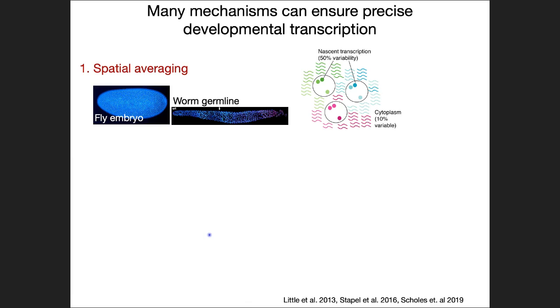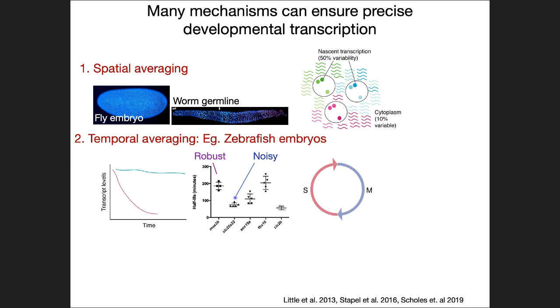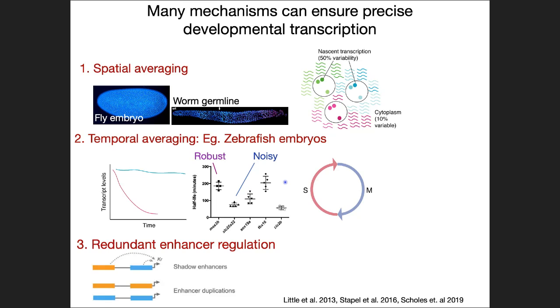Right, and this precision can come from a lot of different mechanisms. In the fly embryo, in the blastoderm, and other tissues like the C. elegans germline, which is another example of this, we take advantage of spatial averaging in syncytial tissues, where individual noisy nuclei can share transcripts across the cytoplasm. In slower developing systems, you can have temporal averaging and just rely on a long time for transcripts to accumulate and achieve some steady state level.